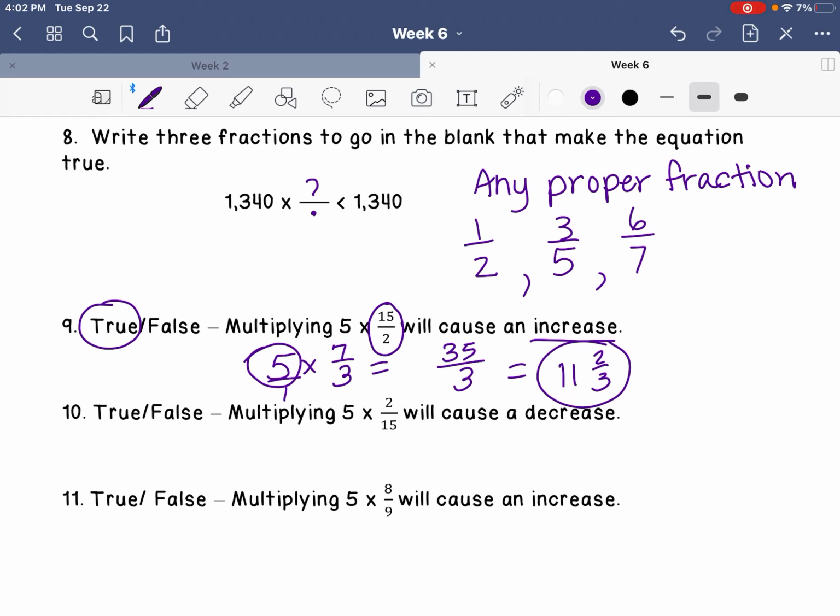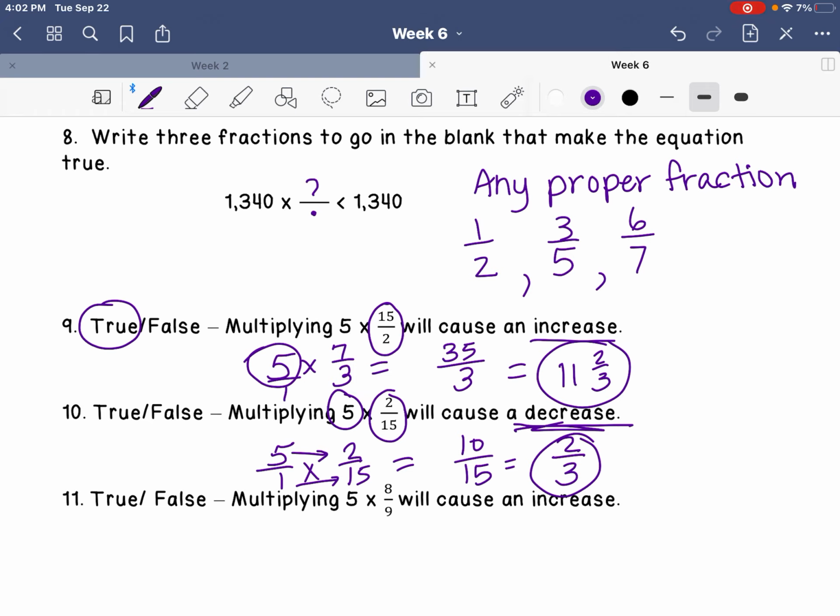Number 10, true or false? Multiplying 5 times 2/15 will cause a decrease. That is true, because whenever you multiply by a proper fraction, it always causes a decrease. Let's prove that. 5 times 2/15. I put 5/1, and I'll just multiply tops times tops and bottoms times bottoms. 5 times 2 is 10. 1 times 15 is 15. And if I simplify that down, it becomes 2/3. And yes, 2/3 is a decrease from our original number 5.